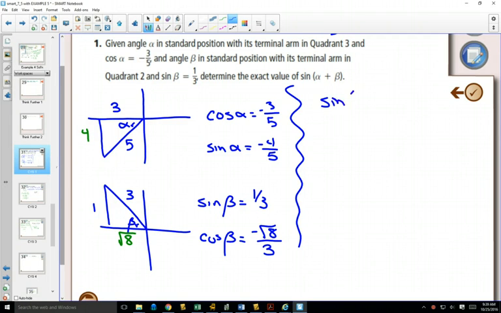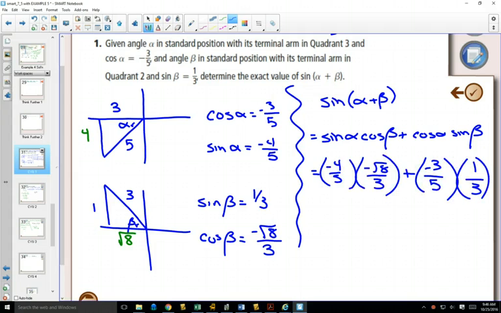Now, we are asked to find sine alpha plus beta. And our formula sheet says that sine alpha plus beta is equal to sine alpha cos beta plus cos alpha sine beta. So after you've substituted the values in for everything that you have, now we just need to write this as a single fraction. 3 times 5 is 15, so on the top here we're going to have 4√8/15 plus -3/15.